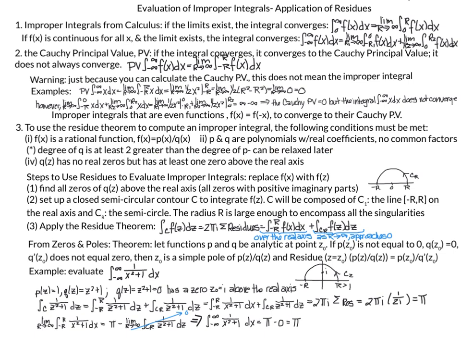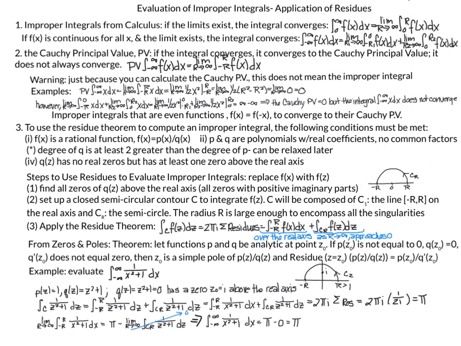And fourth, q of z has no real zeros, in other words, no zeros on the real number line, but it has at least one zero above the real axis, in other words, a zero with a positive imaginary part. Once we have those conditions met, we can use these steps to evaluate these improper integrals with residues. The steps start with replacing f of x with f of z. In other words, the real number line, that is the x-axis, is part of the complex plane.